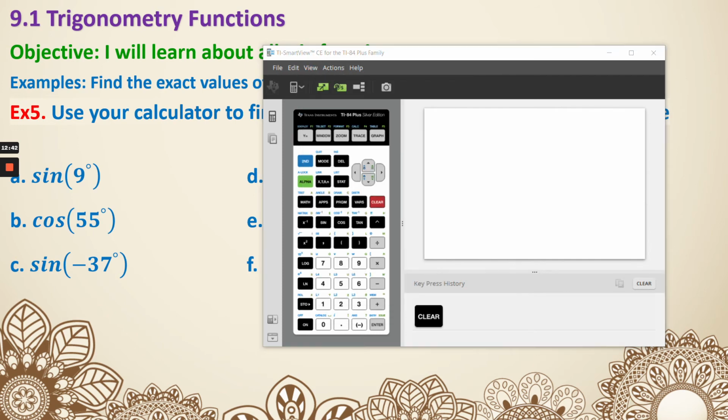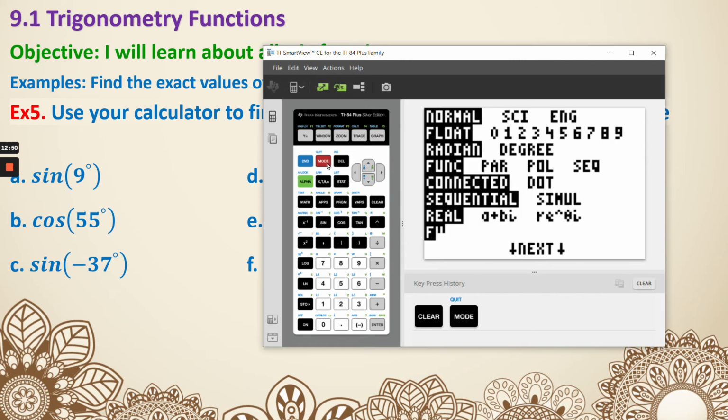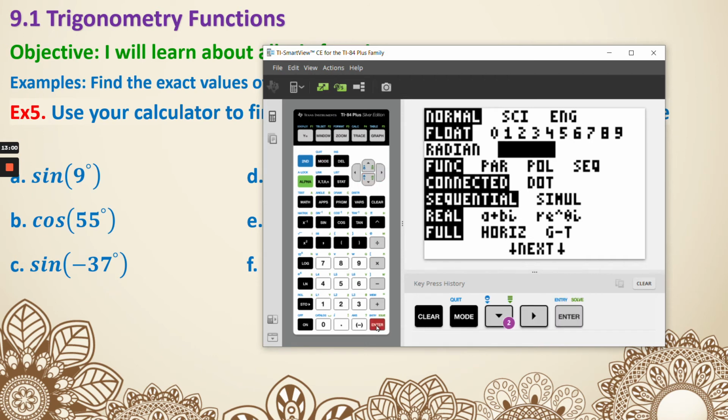Next, we're going to need to make sure our mode is on the right one. So click on mode. Normal, scientific, English, we don't need that. The one we need is degree. So we're going to go down to degree and go to the right, click enter. This makes sure our mode is currently on degree, and that is what we need to find these ratios.